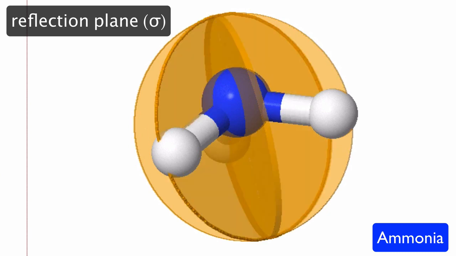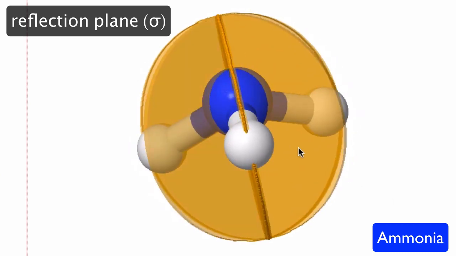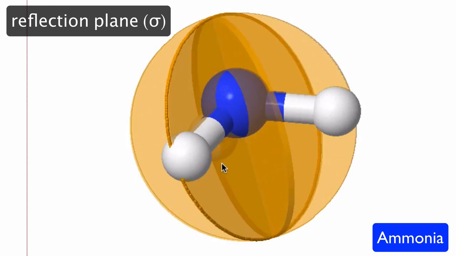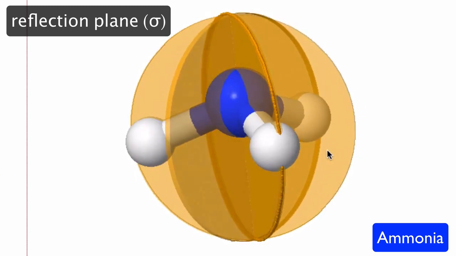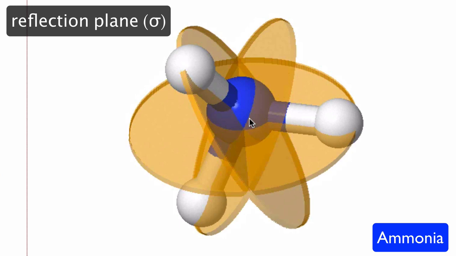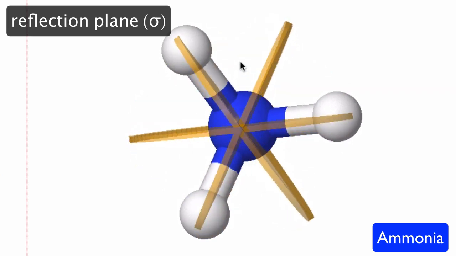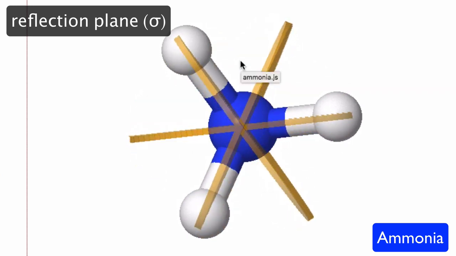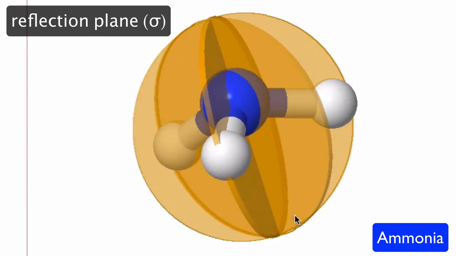And we have a third one, of course, through this hydrogen-nitrogen bond. And you see we've got a plane going through each of these NH bonds. Reflect through that. Okay, looks a bit like a beach ball, doesn't it? Have a look from underneath and you can see perhaps that those planes all bisect the C3 axis.